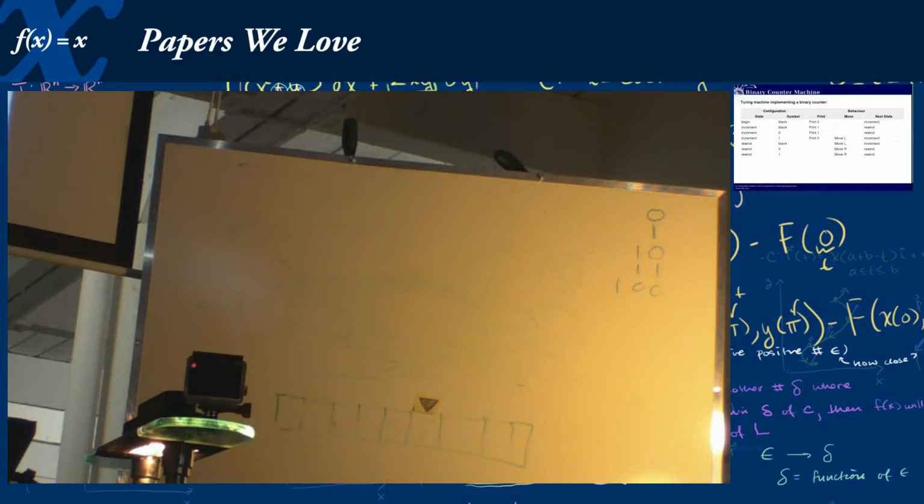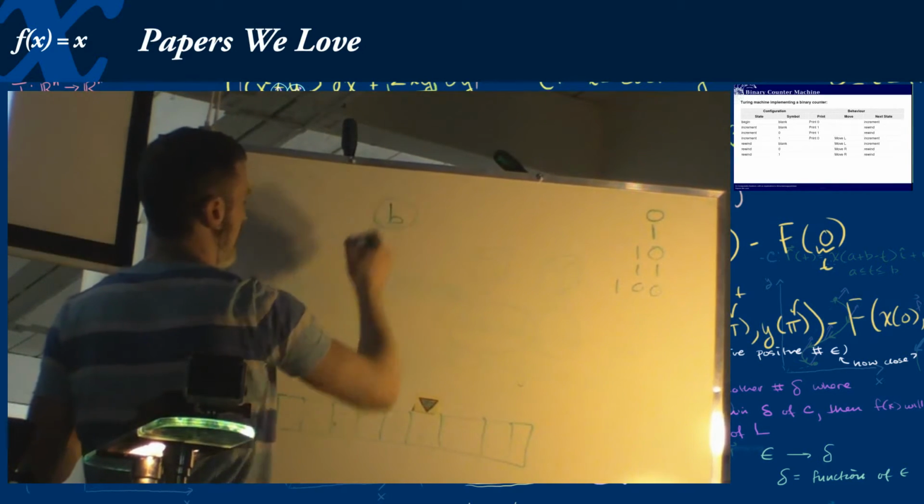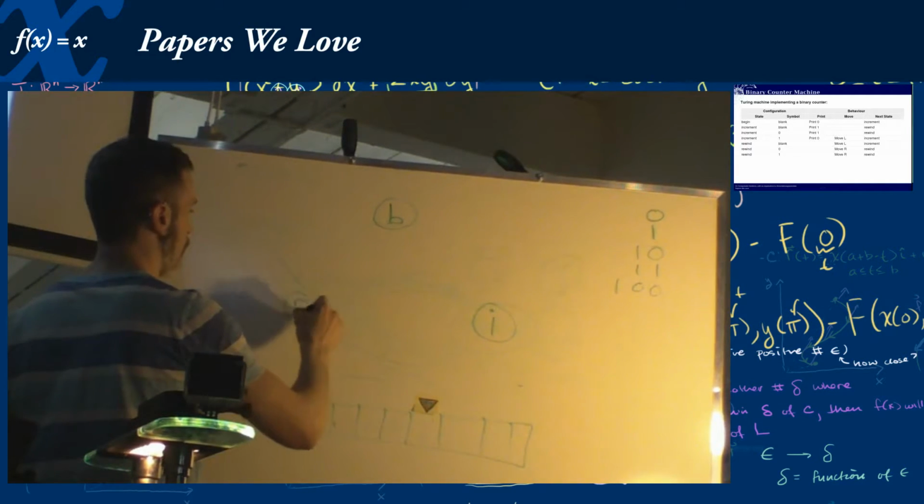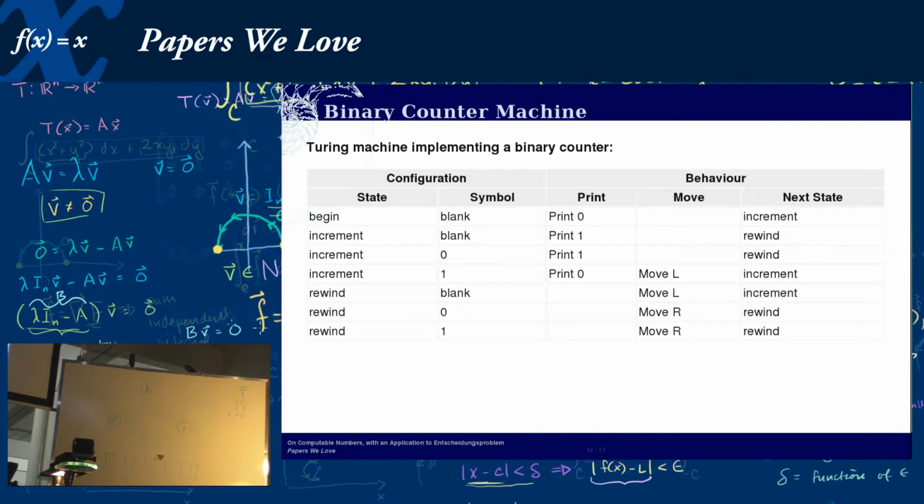If I spent some time thinking about my way of counting in binary, it's probably algorithmic as well. I'm following just a certain set of steps. This machine is going to break it down into 3 different states. There's going to be a beginning state, which we're just going to call B, an incrementing state called I, and a rewinding state that we're going to call R. And it's going to transition like this.